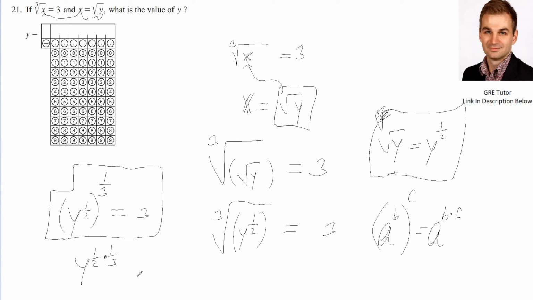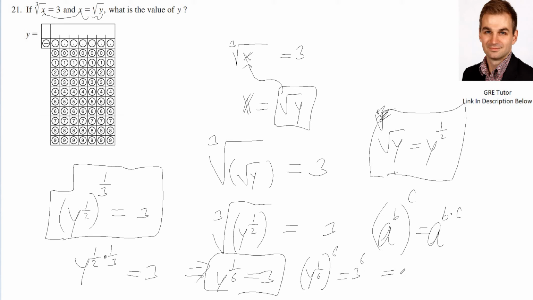That equals 3. And that leads us to y to the 1/6, right? 1/3 times 1/2 is 1/6, equals 3. So we have y to the 1/6 equals 3. Now how do we solve for this? Well, pretty simple. We just take everything to the 6th power. y to the 1/6 taken to the 6th power is equal to 3 taken to the 6th power.